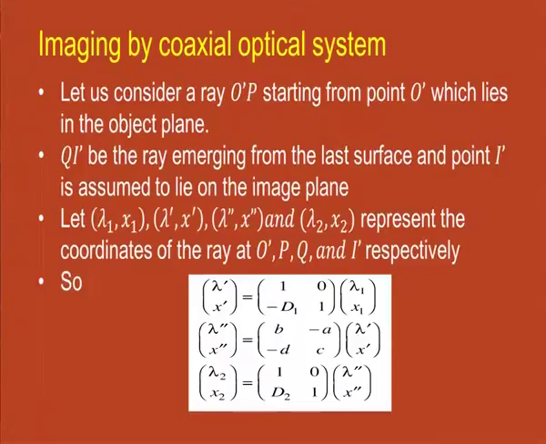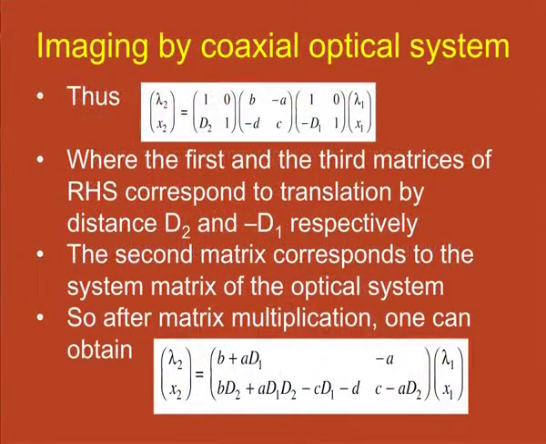Now, knowing these three expressions, we can simplify the above three equations to obtain the simplest single equation, that is the column matrix of lambda 2 x 2 is equal to the square matrix of 1 0 d 2 and 1 multiplied with the square matrix of b minus a minus d c multiplied with the square matrix of 1 0 minus d 1 1 with the multiplication of the column matrix lambda 1 x 1, where the first and third matrices on the right hand side correspond to translation by distance d2 and minus d1 respectively, and the second matrix corresponds to the system matrix of the optical system.